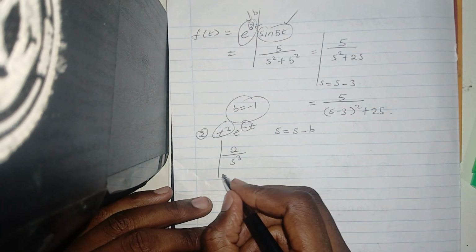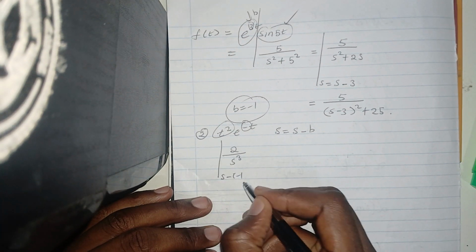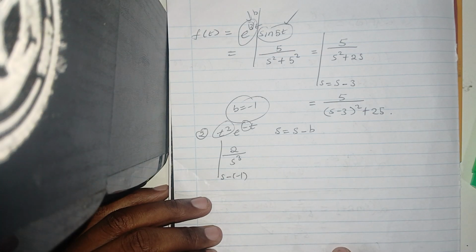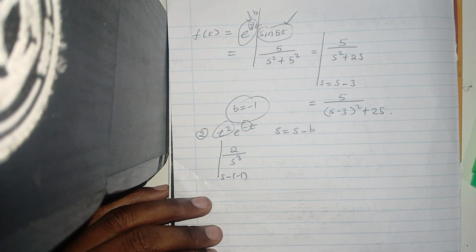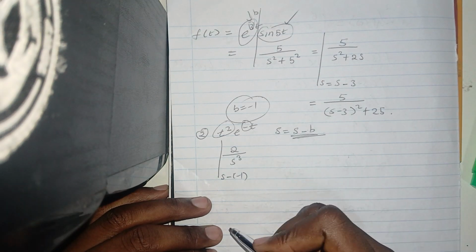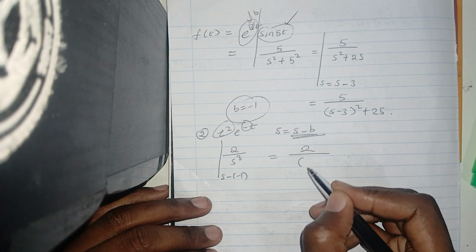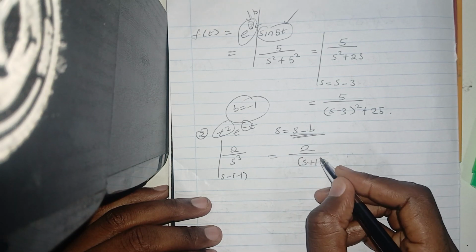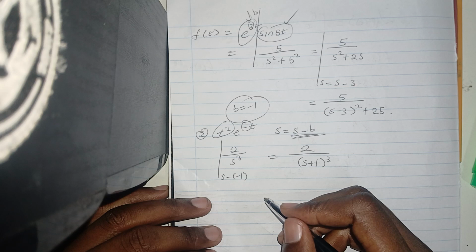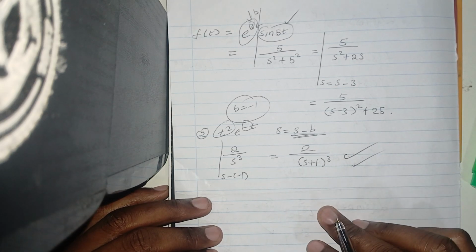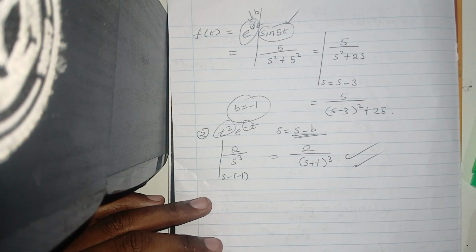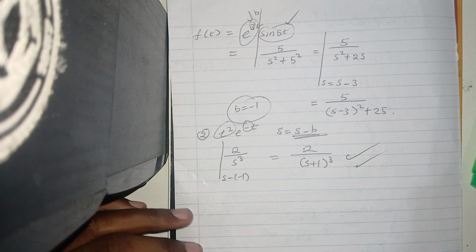Then from there, we have to shift with this, because this, our b, is a negative number. But then we always have to use this, right? So now, we are just going to say 2 over (s plus 1) cubed, right? So this is the only correct answer.